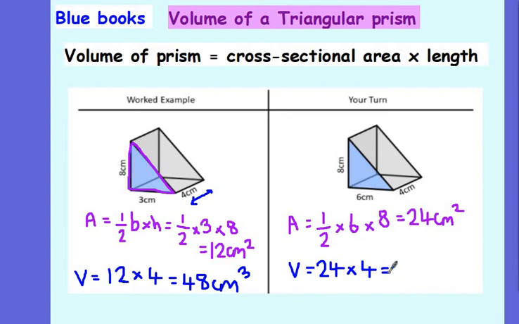4 gives you what, Lily May? Great, 96 centimetres cubed. Please make sure you've got this example in your dark blue books for me, Year 8.